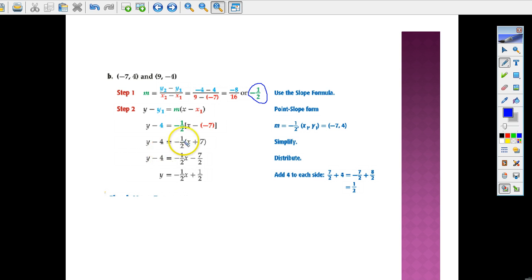Now we simplify the minus negative as a plus. And furthermore, we did distributive property. And then we add a 4 to each side to make it into slope intercept form.